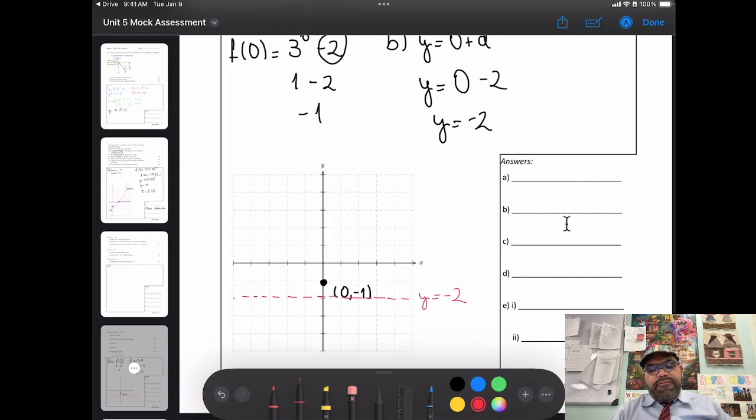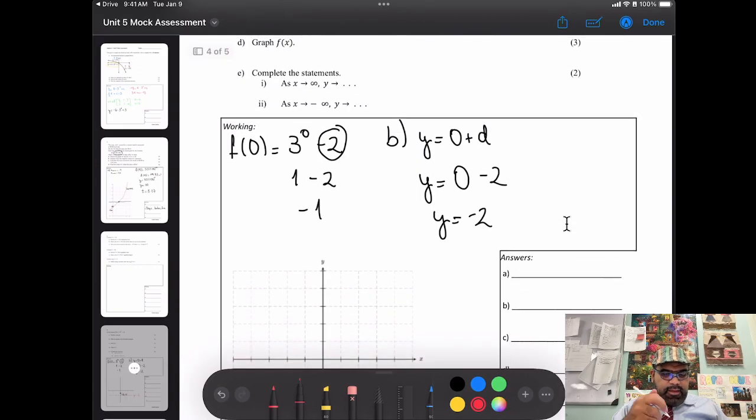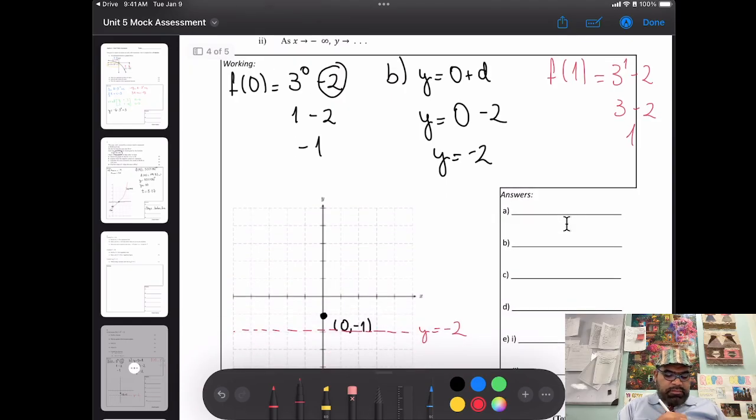Another thing, find f of 1. f of 1 is when x equals 1. 3 to the first power minus 2. 3 to the first power is 3. 3 minus 2 is 1. It means when x equals 1, y also equals 1. (1, 1).